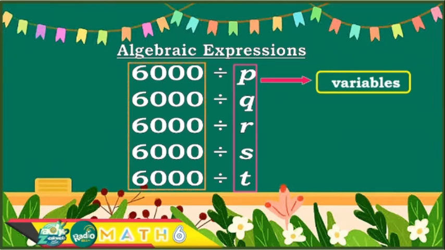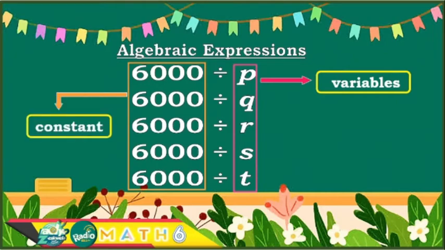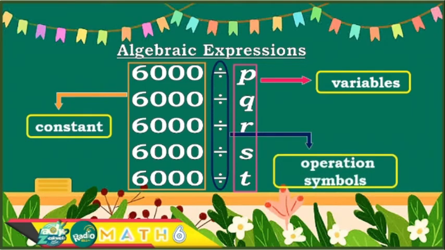Numerals such as 6,000 and operation symbols such as division. Hence, with that idea, we can conclude that an algebraic expression is a mathematical phrase that uses variables, numerals, and operation symbols. At this point, let's hone your understanding by learning how to translate word phrases into algebraic expressions.